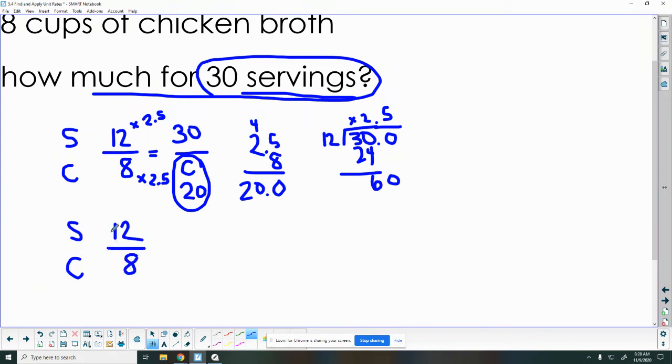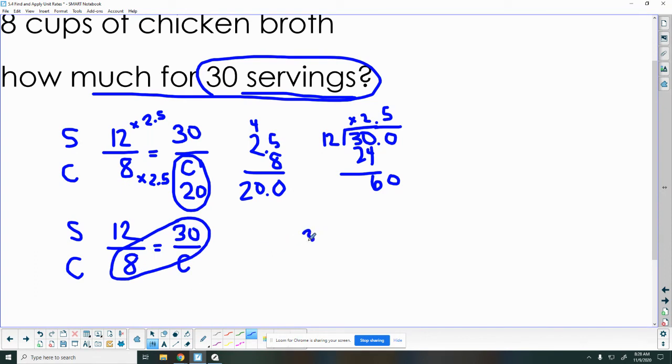Another way, and I think it's a little quicker, is if you set up your proportion here. I need 12 servings with 8 cups of chicken broth. Now, if I want 30 servings, so notice the servings are matched up, then I'm asking myself how many cups. So we can use a little trick here, and we're doing the same thing. It's just taking a little shortcut. We're using this proportion strategy. So I can cross multiply here.